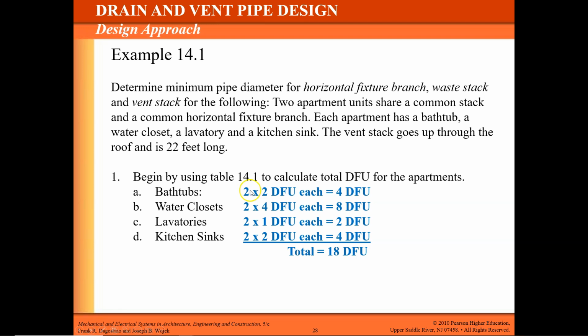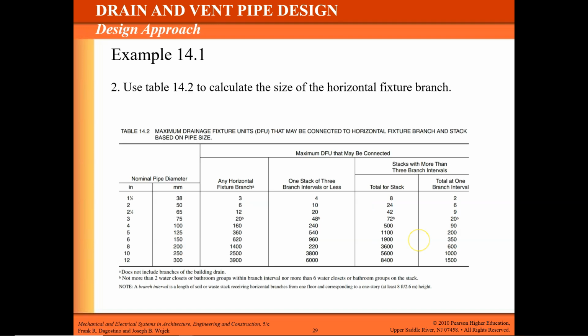So we go to the next slide and we just do the multiplication. So there's 2 of these things each, and these are the DFUs we just determined. We multiply that out and we add it all together. We have a total of 18 drainage fixture units so far. All of those drainage fixture units are going to be connected to the same branch interval, and so that's the number we're going to use to size that first pipe. So because we are 3 or less, we're going to be using these first 2 columns.